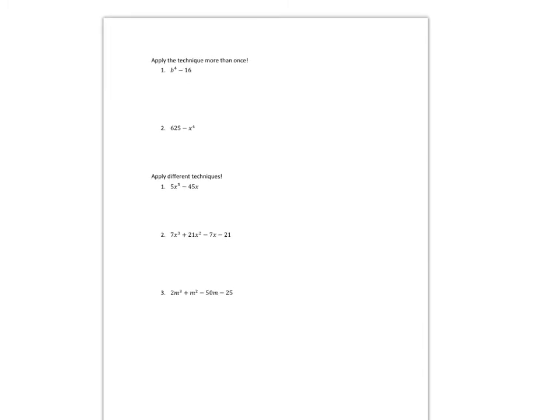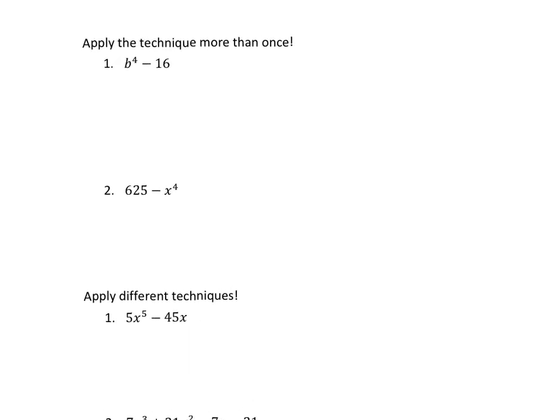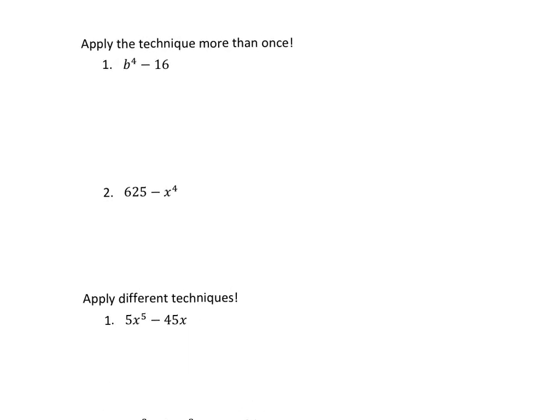Let's look at a few more examples. Now we may need to apply the technique more than once, so let's zoom in. If we look at number 1, b to the fourth minus 16, this is the difference of squares, right? I can take the square root of b to the fourth, and I can take the square root of 16. So if I write this down, the square root of b to the fourth is b squared. Square root of 16 is 4. And then one's a plus, one's a minus.